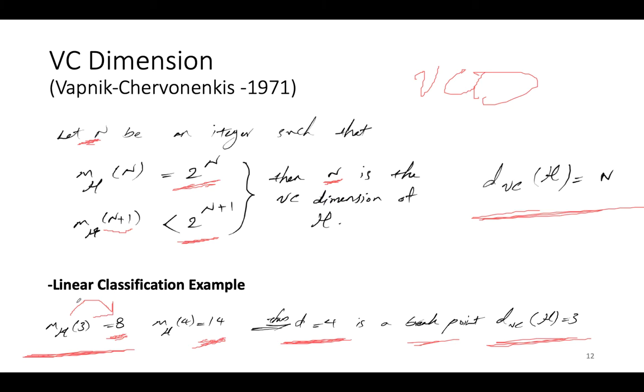I'm kind of confused when you said that then n is the VC dimension of H. So when we have m_H of 3, which equals 8, we say 3 is the VC dimension of H. Yes.